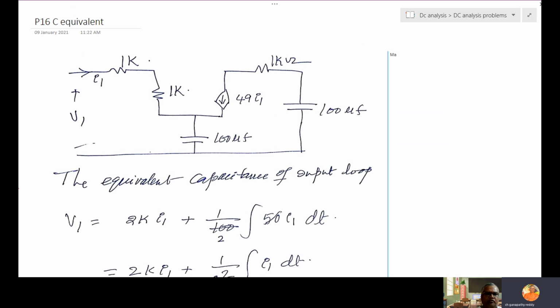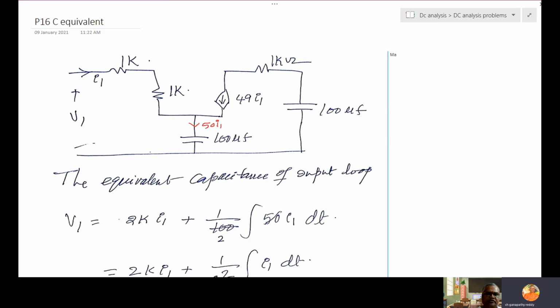It is a C equivalent problem. The equivalent capacitance of the input loop. Here I1 is given, I1 going through 1K, 1K. Here 49 I1. So 49 I1 and I1 are added in total, so 50 I1 will flow here.